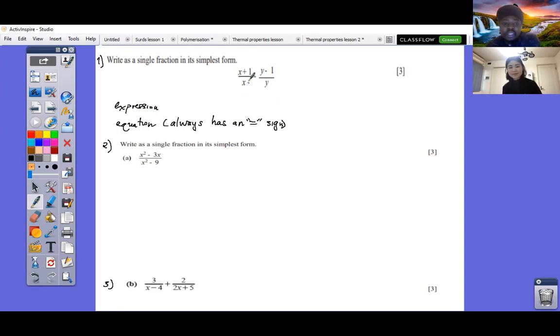So what we have here is an expression, because this is not being made equal to anything. In other words, you do not have a left-hand side or a right-hand side. With an equation, we always have a left-hand side, which is to the left of the equal to sign, and we have a right-hand side. So what this is asking you here is to simplify the fraction.